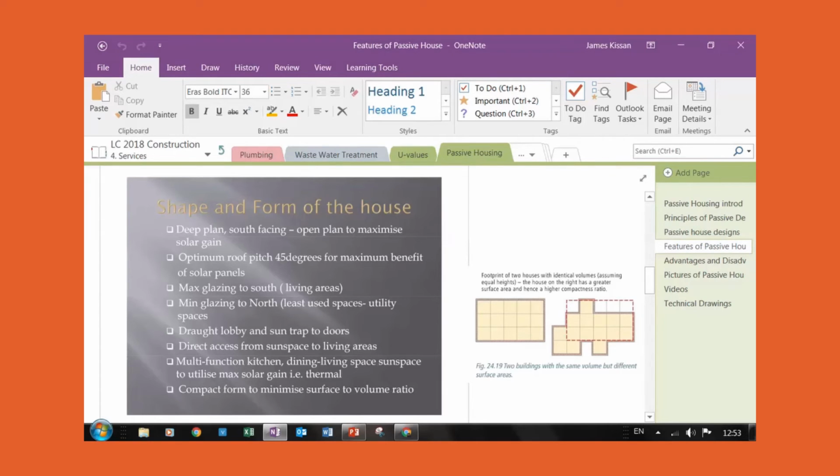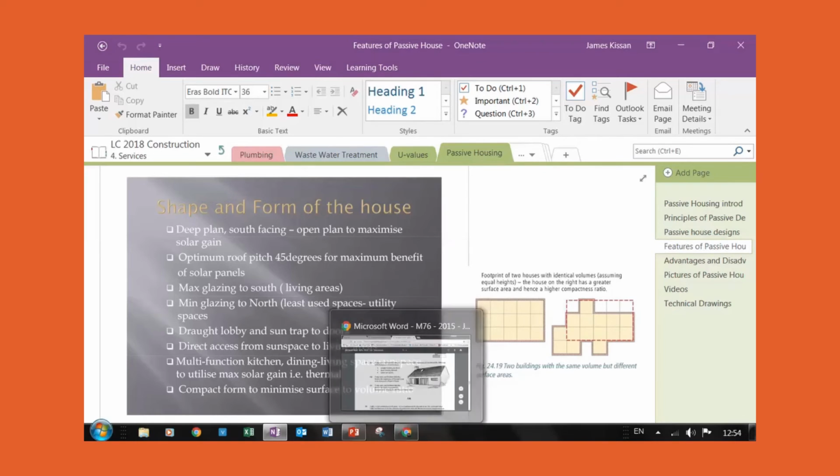Next thing then is direct access from sun space to living area. If your living area is not in the sun space, you have direct access, so it's open plan. For example, in one of the house designs that we looked at, we saw that flat roof extension. That's the sun space, connected to the living space, and all the heat being produced there and light goes in through that. You wouldn't have a single traditional 800mm wide door there. It would be either double doors that are open most of the year round, or no doors at all, just an archway to lead out into that space. Next thing then, multi-function kitchen, dining. This is all to do with open plan.